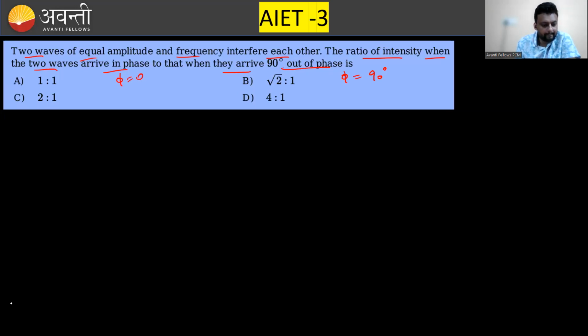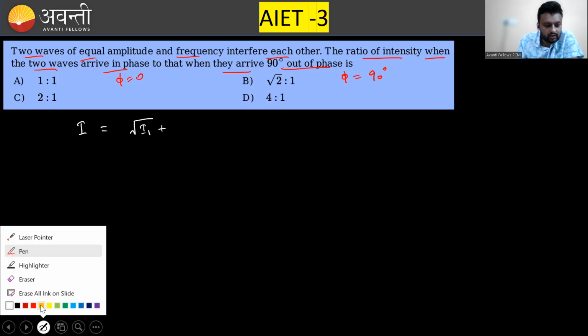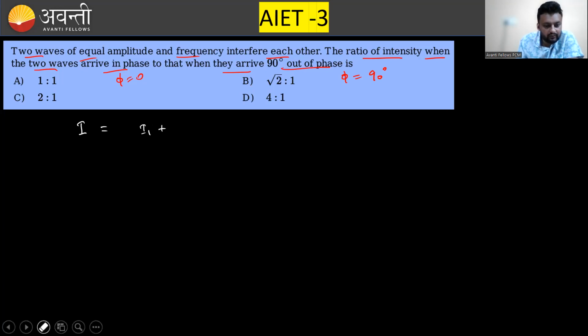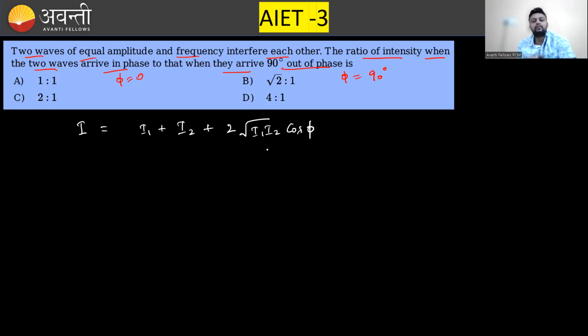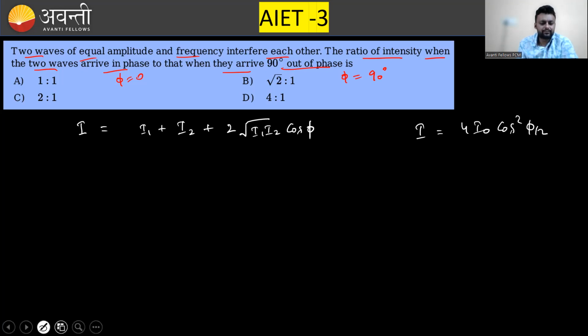So if you remember, I will write the formula first. After that, we can solve. The formula of the net intensity: I is equal to I1 plus I2 plus 2 root I1 I2 cos phi. I'm going with the basics, otherwise I can directly use the formula, that total intensity is 4 I naught cos square phi by 2. I can directly use this relation as well, but we will skip it and do it with the basics so that you can understand the basics as well.